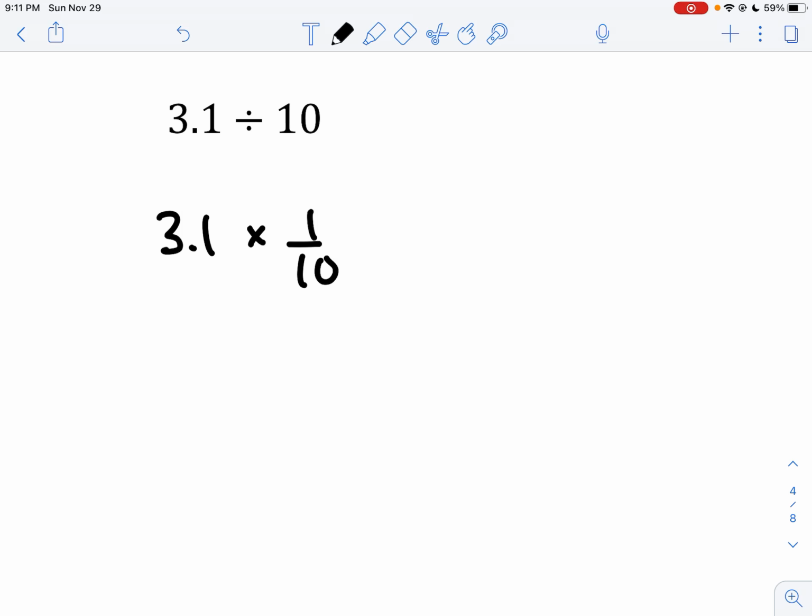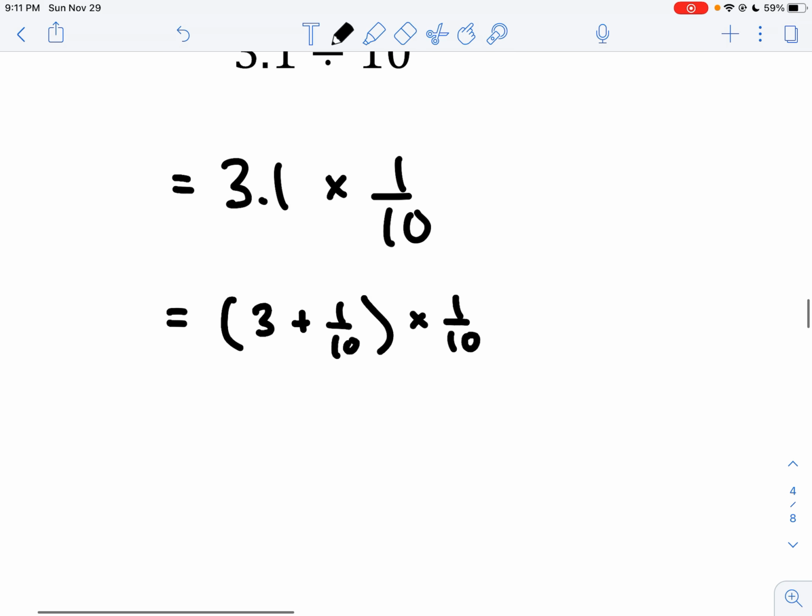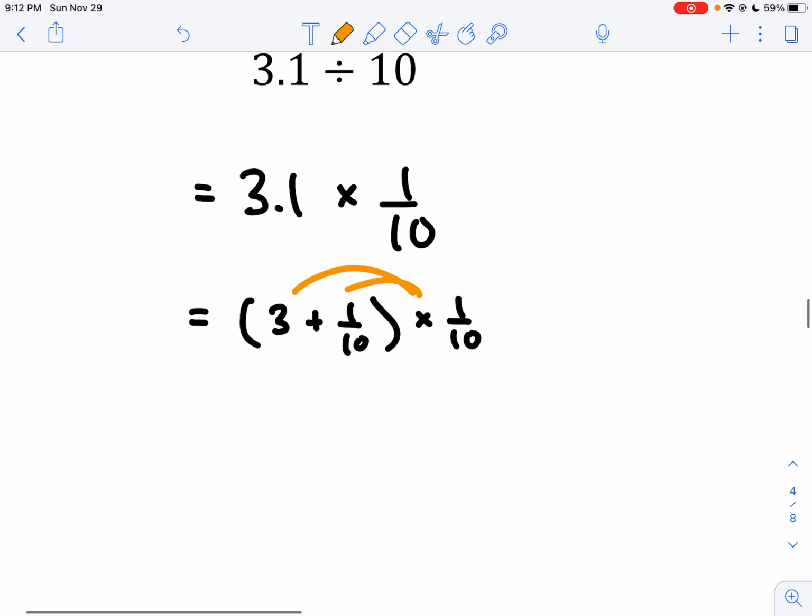The end result will be: you do 1/10 of 3, which is 3/10, and then 1/10 of 1/10, which is, let's go ahead and write this out instead of just saying it. So 3.1 is the same thing as 3 and 1/10. And we're going to multiply that by 1/10. Using the distributive property, we're going to do 1/10 of 3, or 3 1/10. Let's think of the 3 as the multiplier, so we're going to do 3 1/10. So that's the same thing as 3/10.